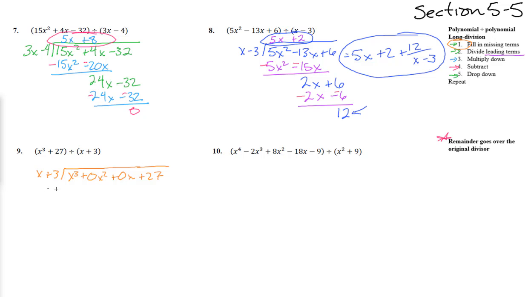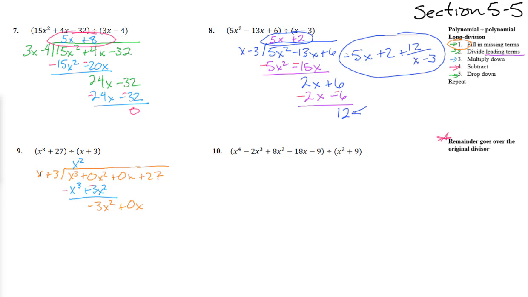So we go, x goes into x cubed, x squared times, multiply down, x cubed plus 3x squared. And notice how handy it is that we have an x squared column. So we now subtract, and when we subtract, 0 minus 3x squared is a negative 3x squared. Bring down that next 0x. We're probably going to need him.